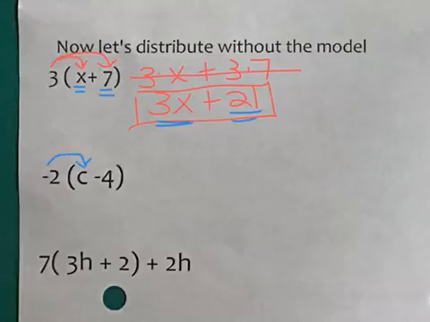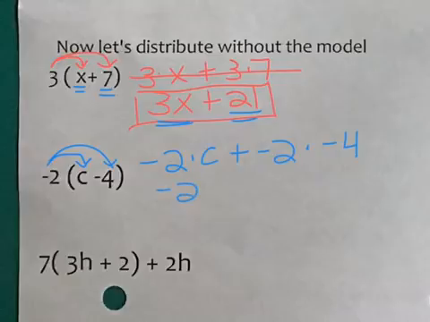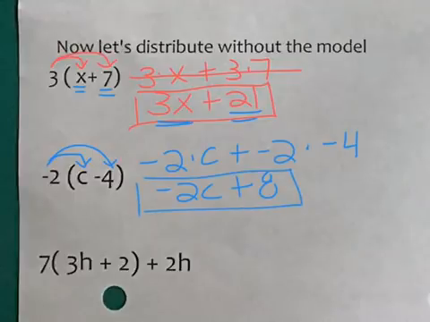Now we have integers. We are multiplying both terms by a -2. So we have -2 times c plus -2 times -4. -2 times c is -2c. And then we have a -2 times a -4, which is a +8, and we are adding those. So our answer is -2c plus 8.